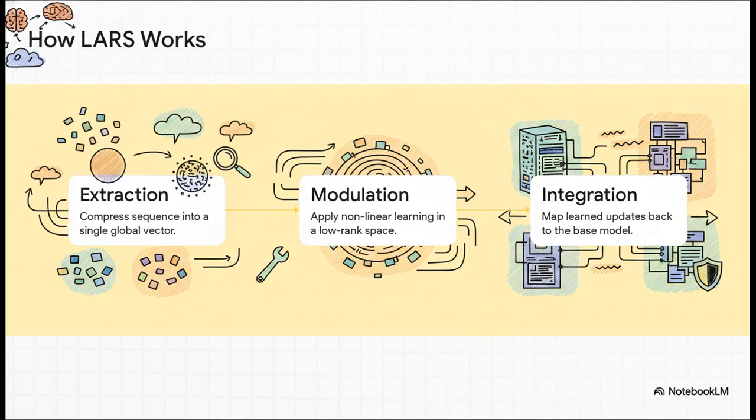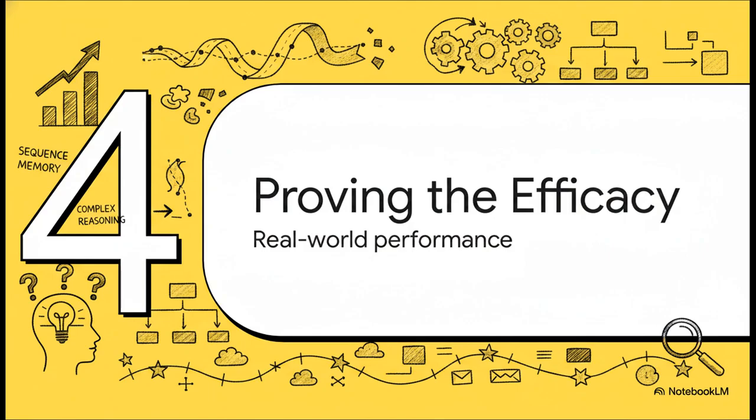Then, step 2 is low-rank subspace modulation. Here, it takes that tiny snapshot and applies nonlinear learning in a much smaller, highly efficient computational space. And finally, step 3 is residual integration. This safely maps those precise learned updates right back into the massive foundational model. Basically, it stops the memory explosion before it even has a chance to start. Let's look at the real-world results in Section 4, proving the efficacy.